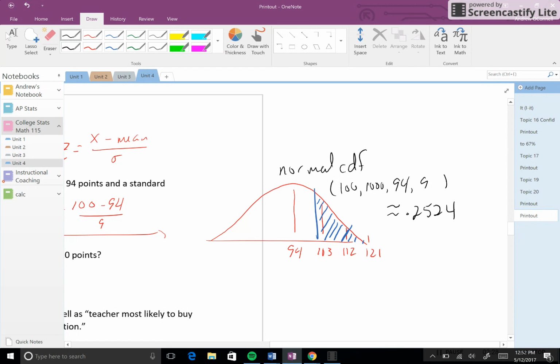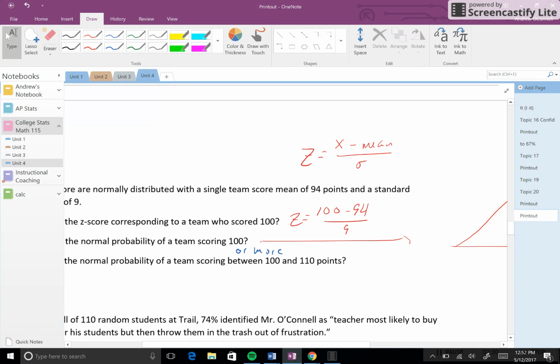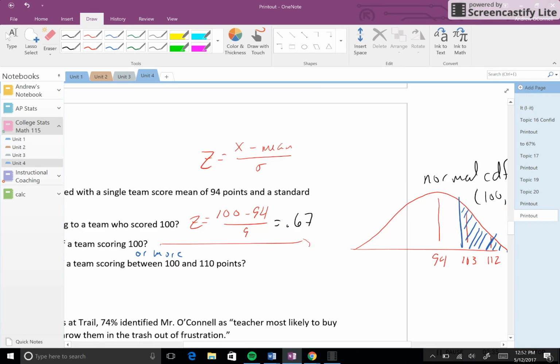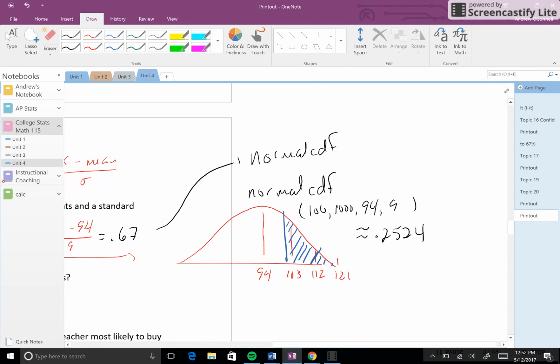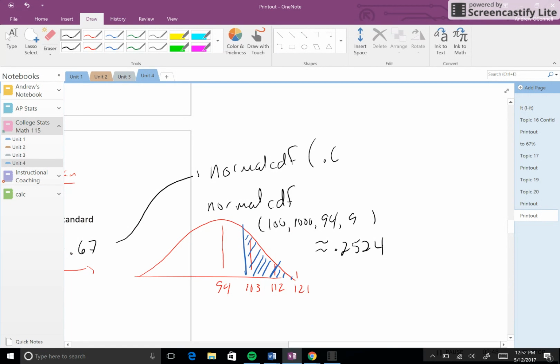And if you wanted to do that with z-scores, go backwards. If you didn't calculate this yet, it's about 2/3 or 0.67. If you actually use the z-score, it'll give you the same normal CDF. Low bound is your z-score, 0.67, to an obscenely large z-score, which is like 10. And you'll still get about 25%.